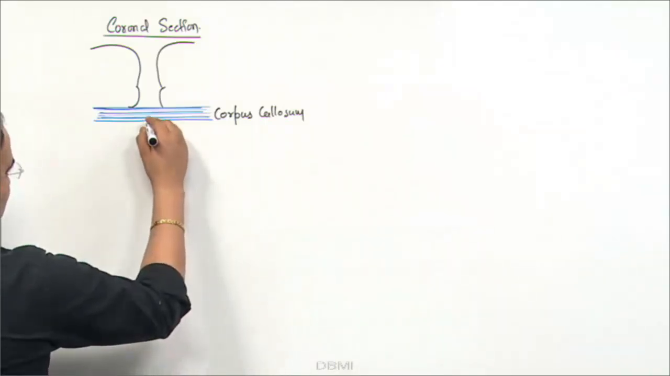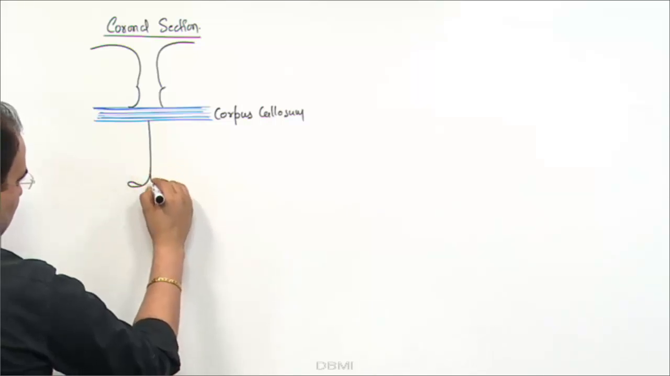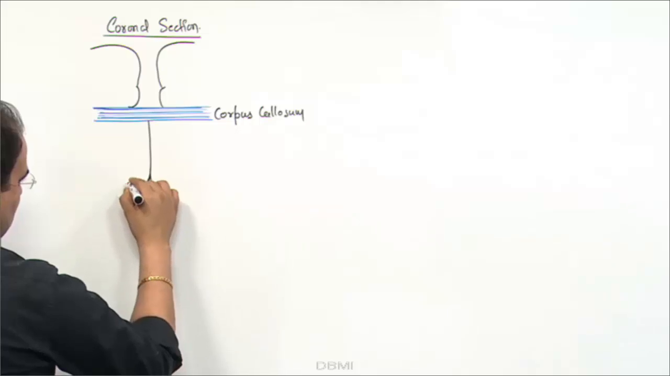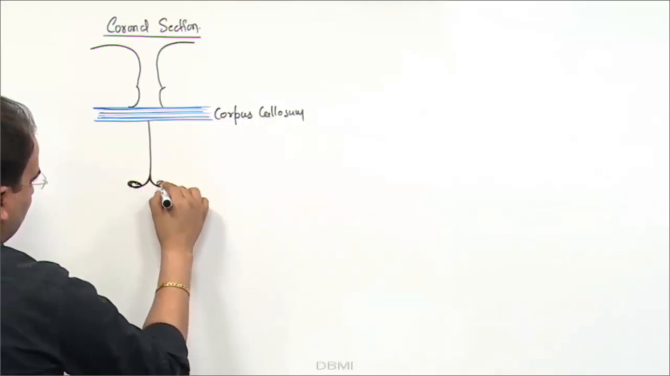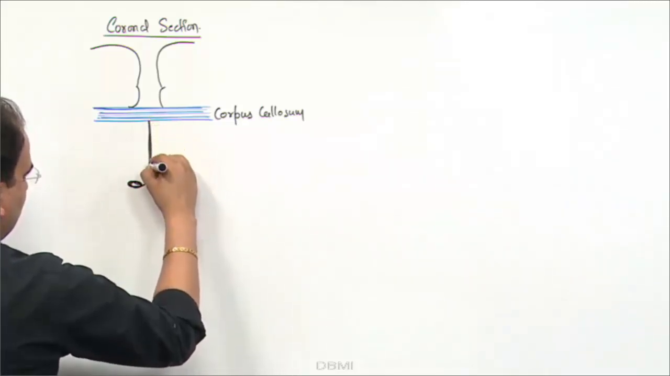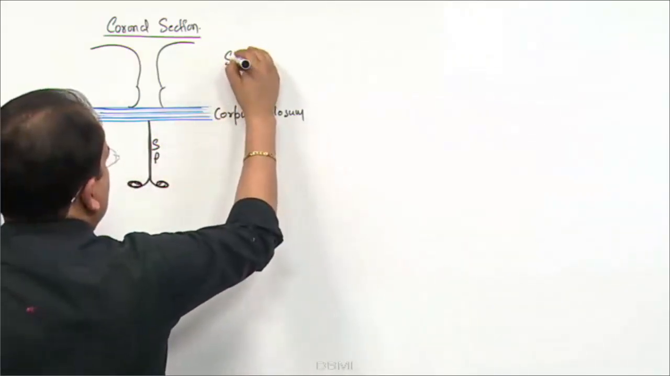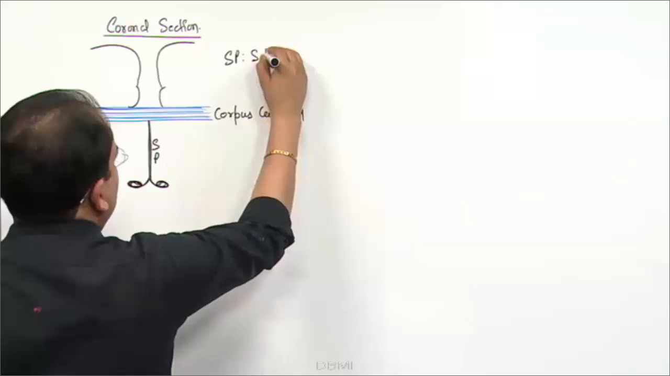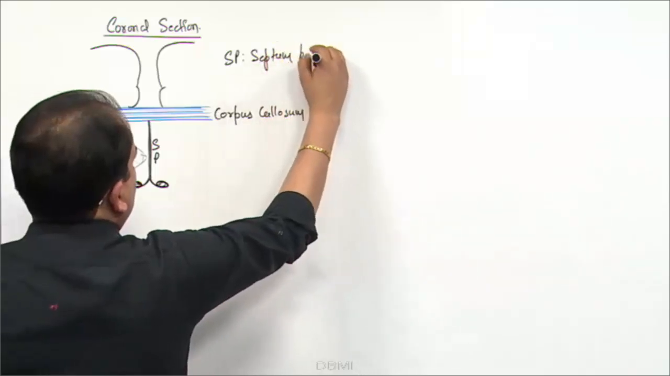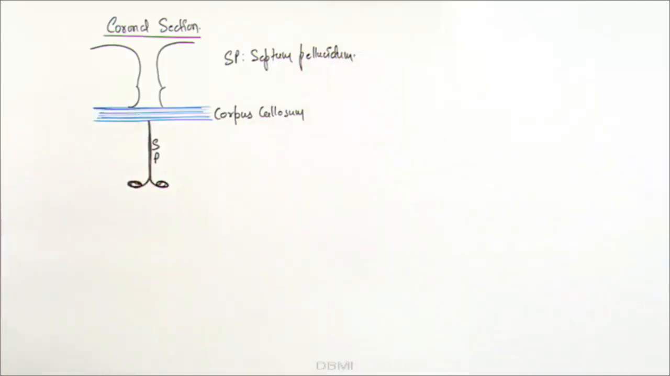From the undersurface of the corpus callosum, we have this septum pellucidum, which is attached to the fornix. This is called septum pellucidum. I'm just writing SP here. SP stands for septum pellucidum.